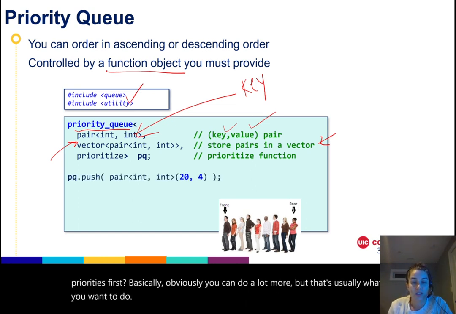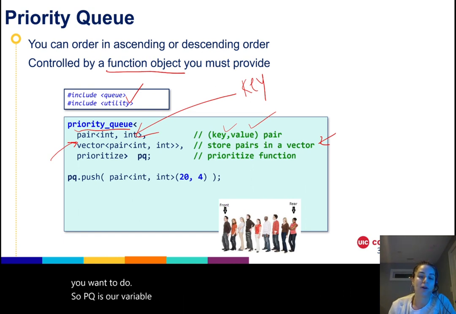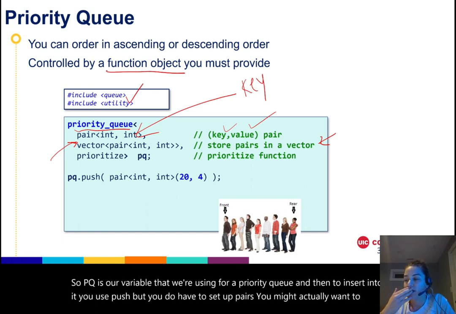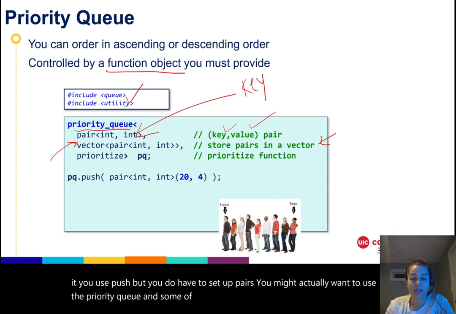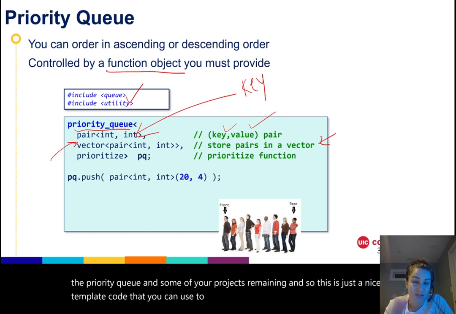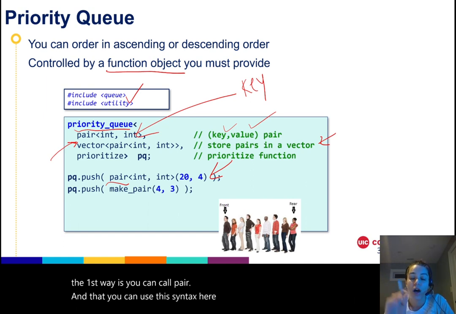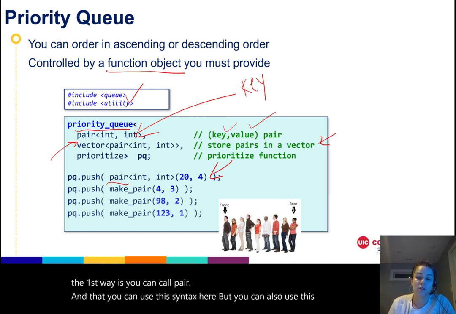So PQ is our variable that we're using for our priority queue, and then to insert into it you use push, but you do have to set up pairs. You might actually want to use the priority queue in some of your remaining projects, and so this is just a nice template code that you can use to see how all of this funky stuff works. So the first way is you can call pair, and you can use this syntax here, but you can also use the syntax make pair, so they both do the same thing.